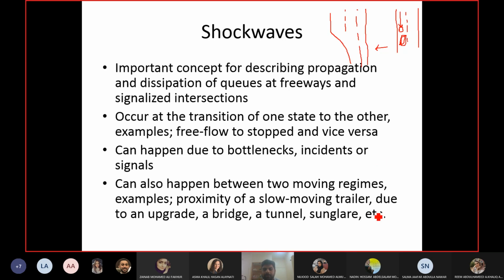Or it may be due to an upward gradient. Okay, so you are coming on an almost level gradient, then you come to an upward gradient. That upward gradient can be of a bridge. It can be for the highway as well. Maybe the highway itself is going upward, a steep gradient, but it can be a bridge as well. Or it can be a tunnel as well. In that case, it can be a downward gradient then upward gradient. Or it can be due to a sun glare.